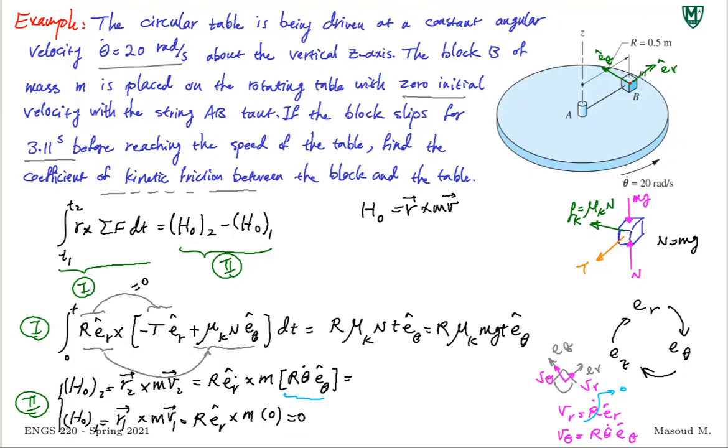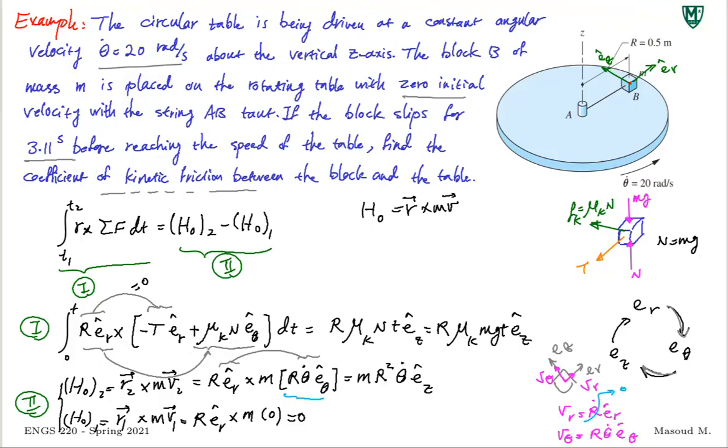So continuing this, again, cross product. ER cross E theta. Follow the circle. ER cross E theta becomes EZ. So that becomes M R squared theta dot EZ, which I just realized that I should have put EZ here too. So there you go. EZ and EZ. ER E theta becomes EZ.